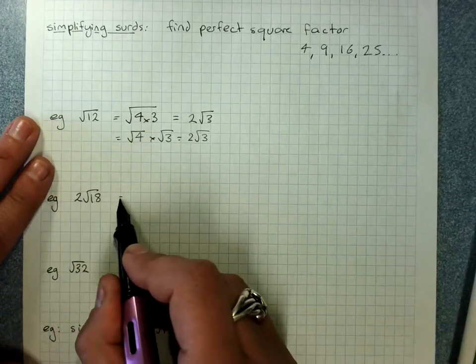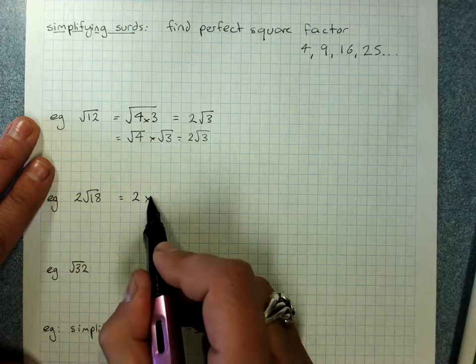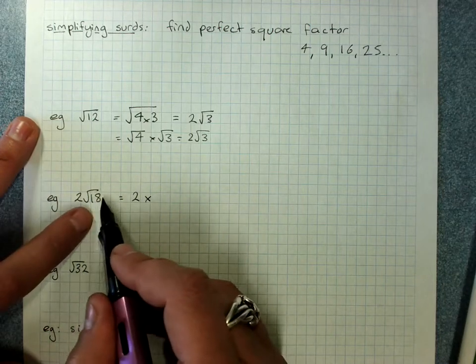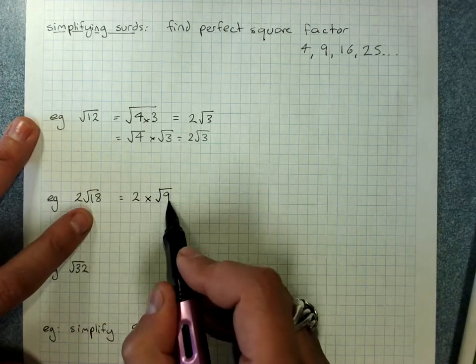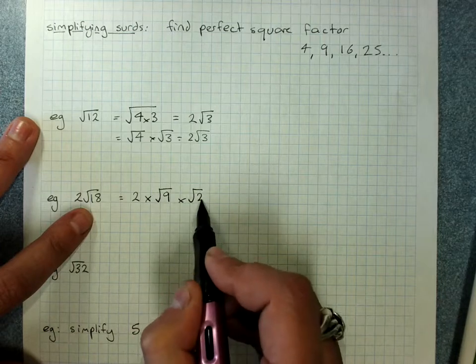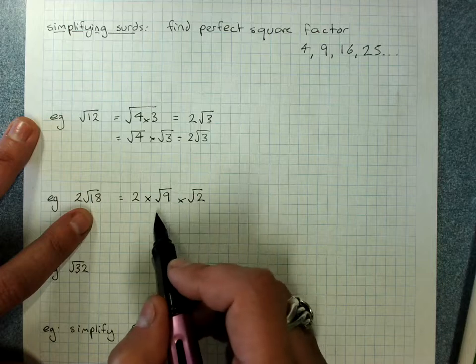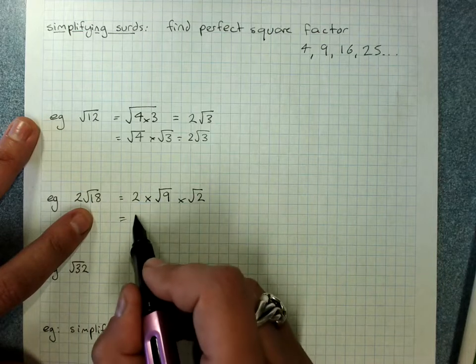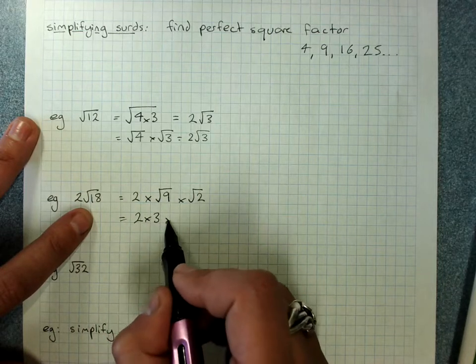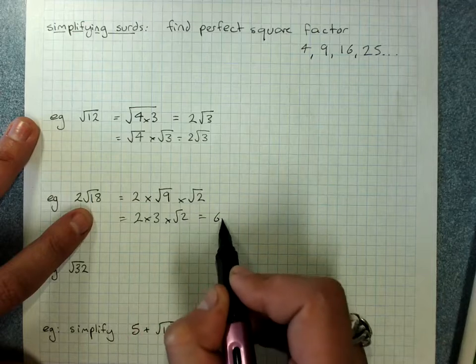2 times root 18. I've got 2 times, and I represent 18 as root 9 times root 2. Put your perfect square first so that you remember where that goes. I've got 2 times 3 times root 2, so I've got 6 root 2.